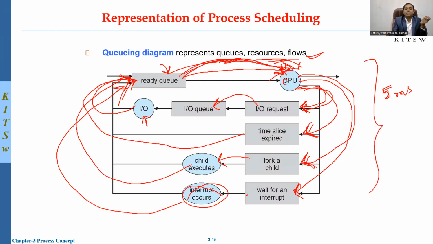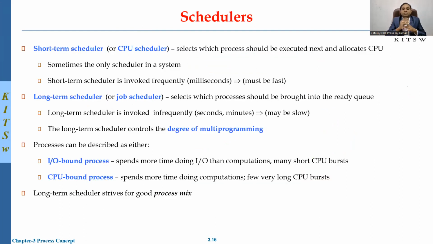So this is what generally happens in process scheduling. In order to fill your ready queue, a scheduler will work. There are several types of schedulers: the short-term scheduler, the long-term scheduler, and the middle-term scheduler. We'll see them one by one. What is a short-term scheduler? It selects which process should be executed next and allocates the CPU. It is sometimes the only scheduler in a system.